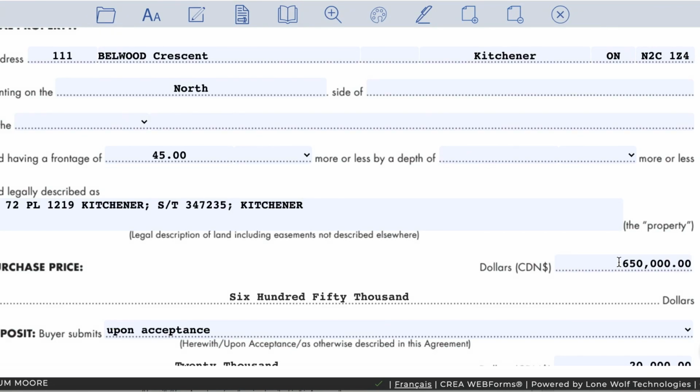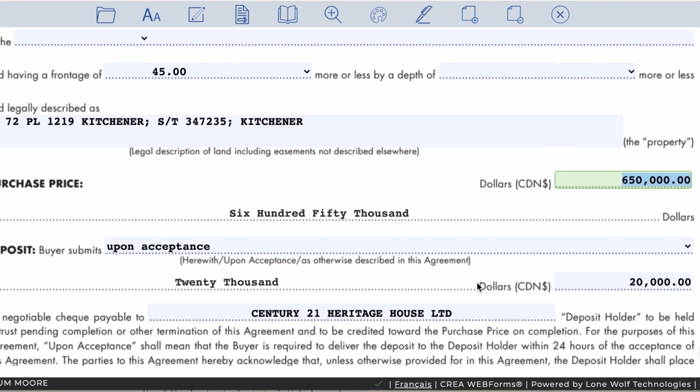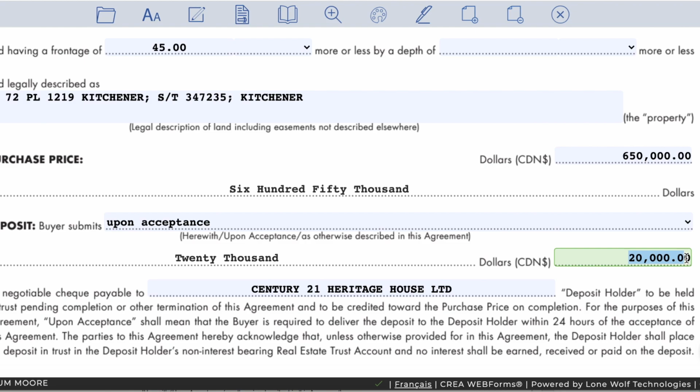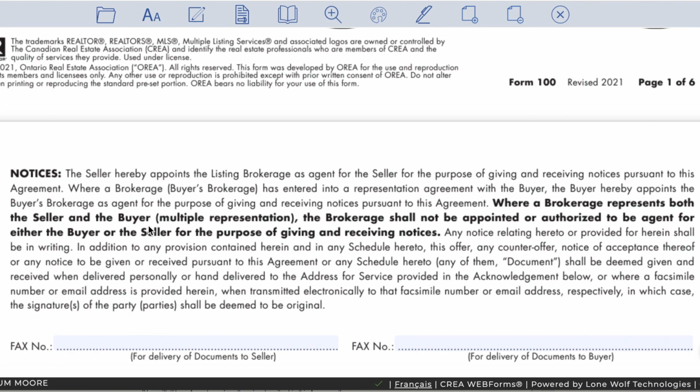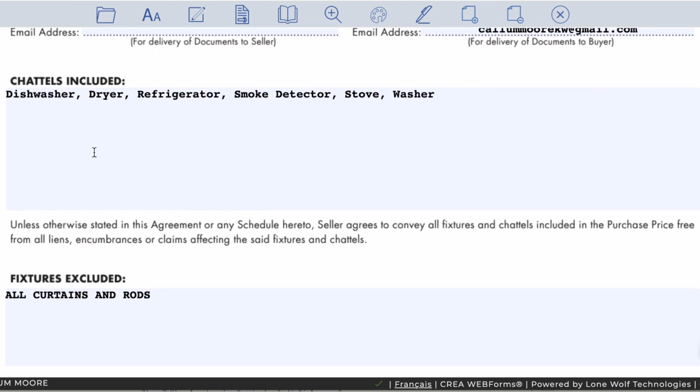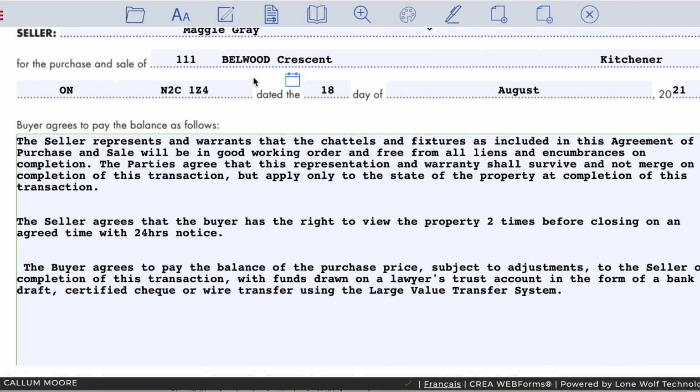Okay, so the agreement of purchase and sale, Form 100. The entire transaction revolves around this form. Consider this form to be the sun and the other forms to be the planets. This is where we outline important information like the offering price, deposits, completion date, title search dates, chattels and fixtures included and excluded, and of course the conditions related to the sale. This will be signed by our clients and ourselves to bind the brokerage.